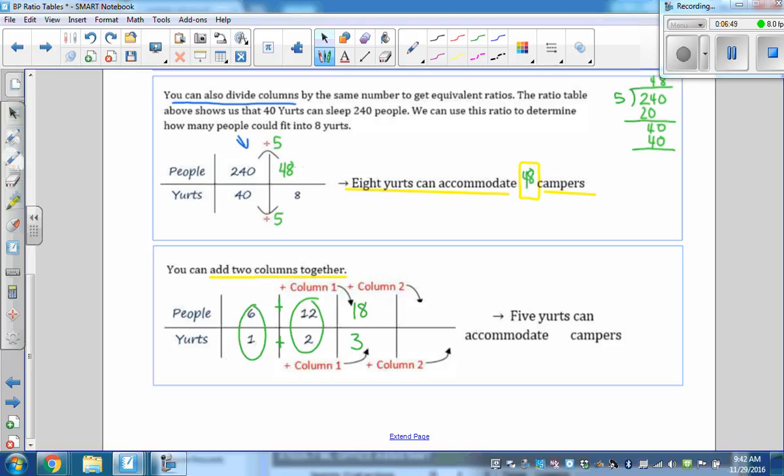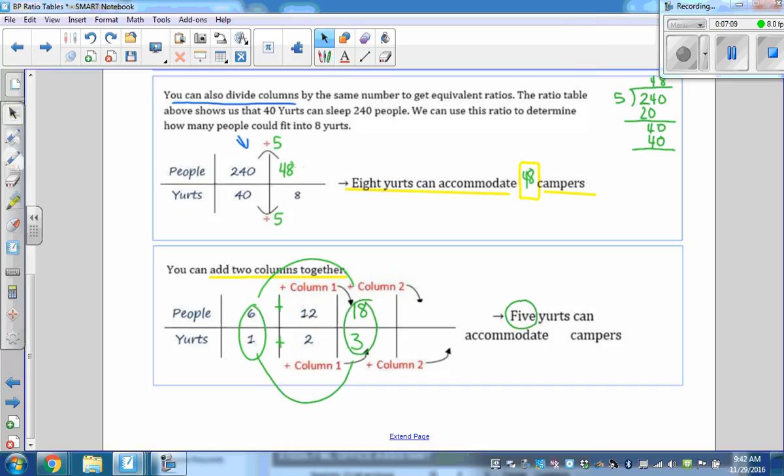And you could check that because 1 times 3 is 3, and 6 times 3 is 18. But sometimes it could be a really quick skill to use. So over here, it's asking us to get to 5 yurts. So to get to 5 yurts, I'm going to just add 2 yurts and 3 yurts. 2 yurts here, 3 yurts there. So 2 yurts and 3 yurts gets us to 5 yurts. 12 and 18 get us to 30 people. So 5 yurts can accommodate 30 campers.